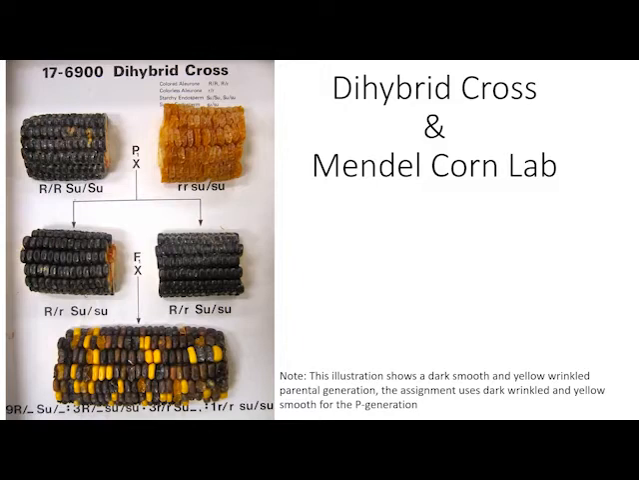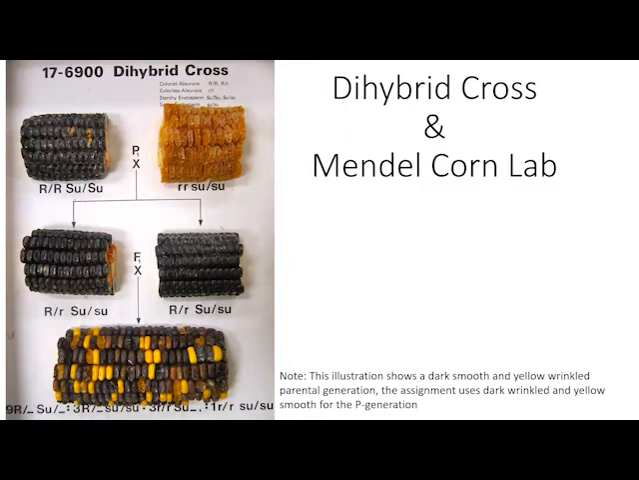Now, when I cross the F1 generation together, I cross the heterozygotes together, I am always going to get the F2 generation, and that F2 generation is always going to be a mixture of all possible combinations. And so when I look down here, I can see yellow smooth, I can see dark wrinkled, we have yellow wrinkled, and we have dark smooth. So I get all four combinations possible in this particular cross by the time I get to the F2 generation.